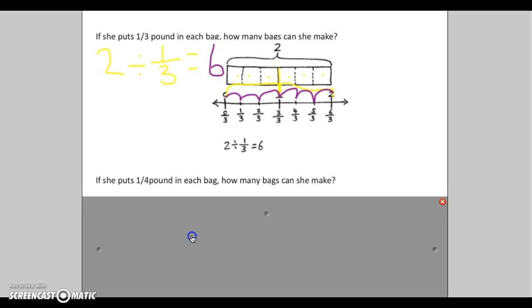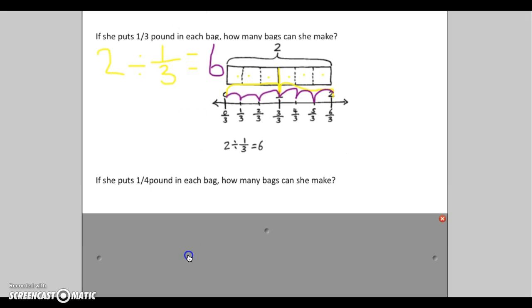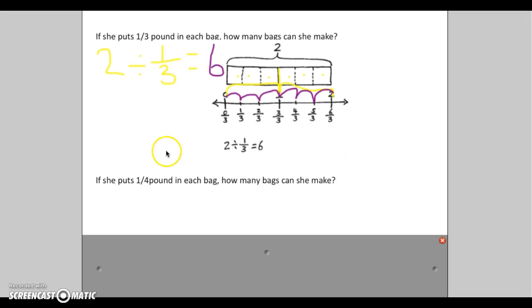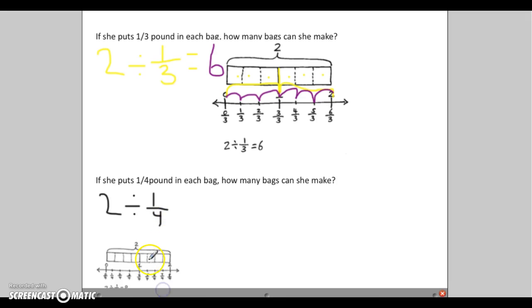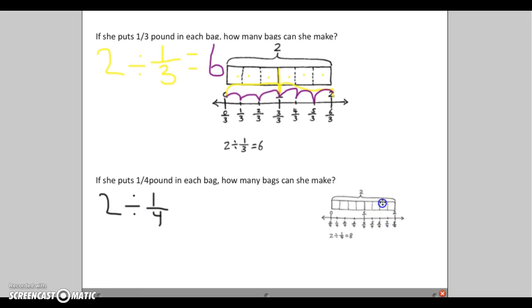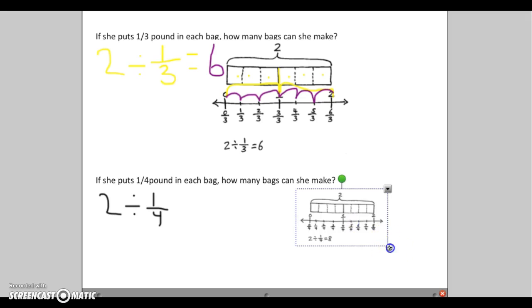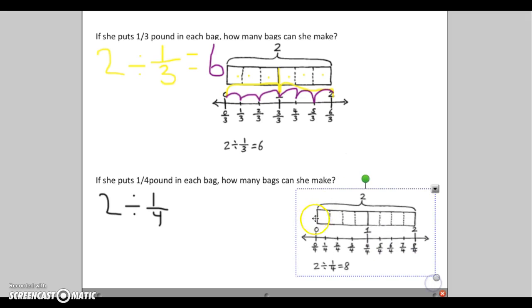Again, if we continue to look at that, if she puts a 4th pound in each bag, that is even less. My number sentence here would be 2, because she still has 2 pounds of pecans, divided into 4th pound bags. And I have this visual again for you, which is the tape diagram as well as the number line. You can kind of see that there. We've still got the 2 wholes, divided into a whole and a whole, divided into fourths.